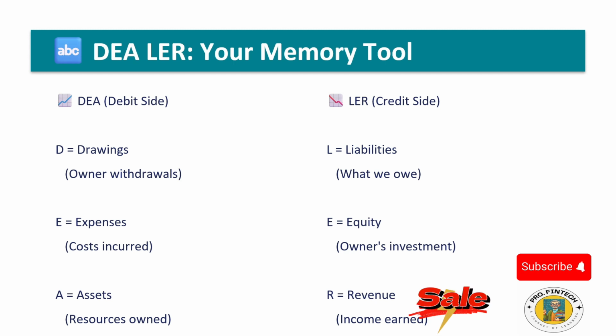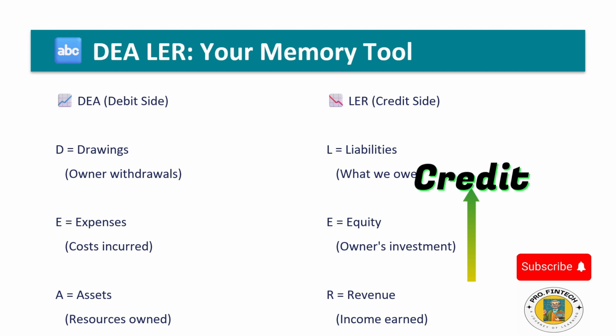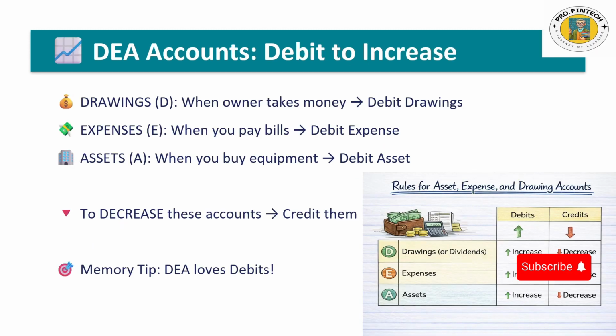Sales is a revenue, which is in LER. When revenue increases, we credit it. Easy. Let's go deeper into the DEA side: drawings, expenses, and assets. Drawings: when the owner withdraws money from the business for personal use, we debit drawings.